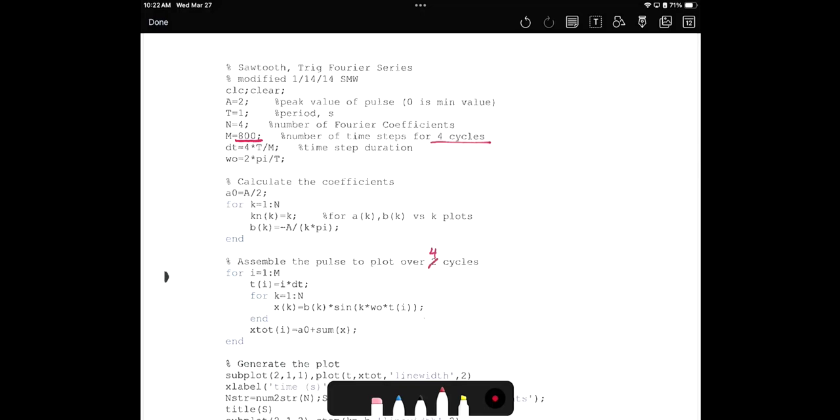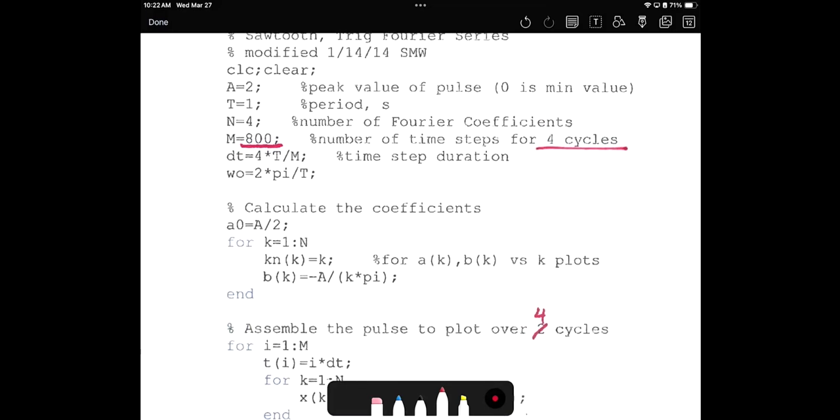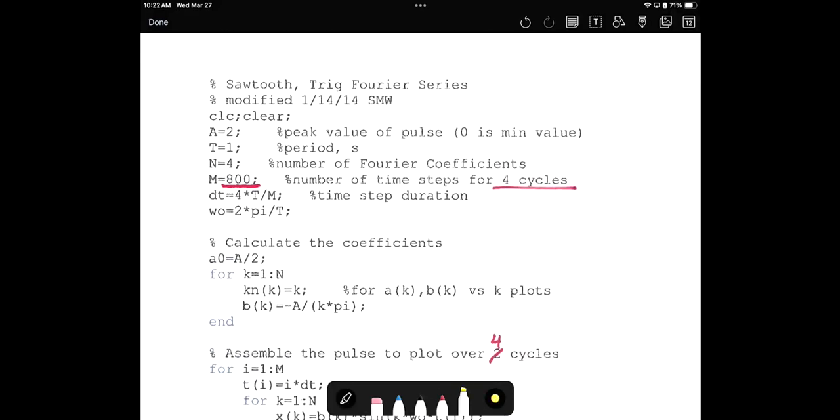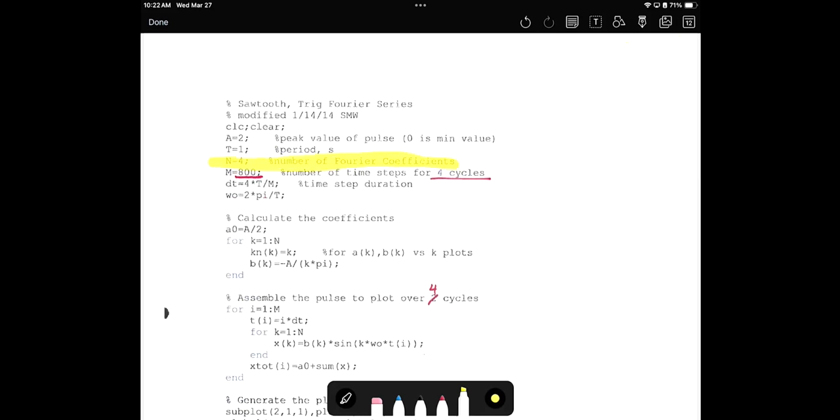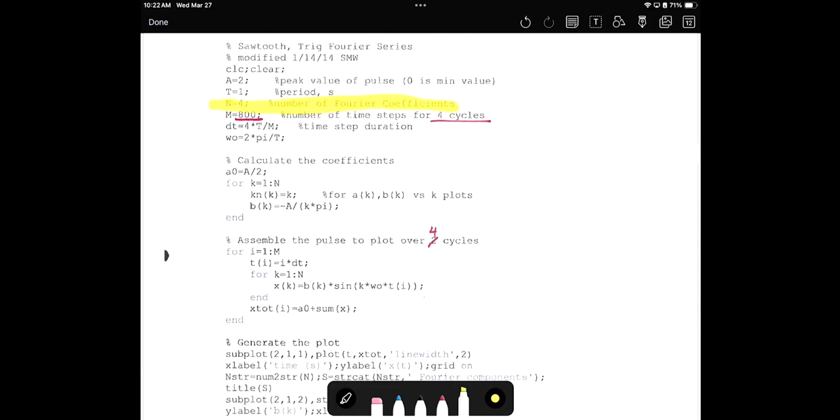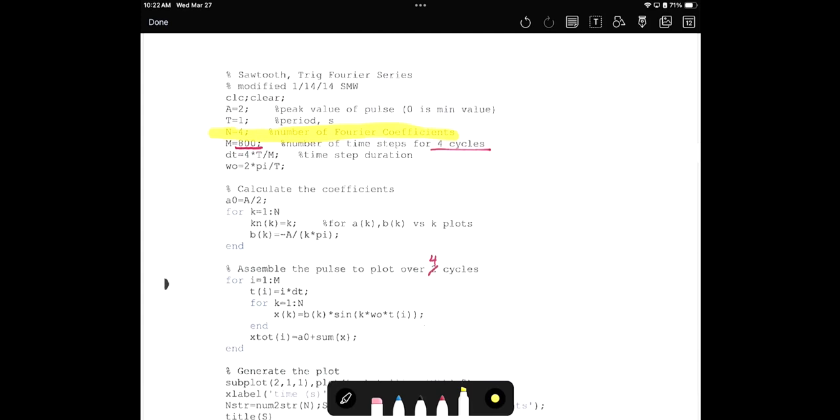So, again, remember that's how many Fourier coefficients we need to use. Here, I assume we need to plot 4. Of course, the larger the number of Fourier coefficients, the higher the accuracy of the waveform. So this is the sawtooth signal MATLAB code. You can read it, I think it's easy to understand.